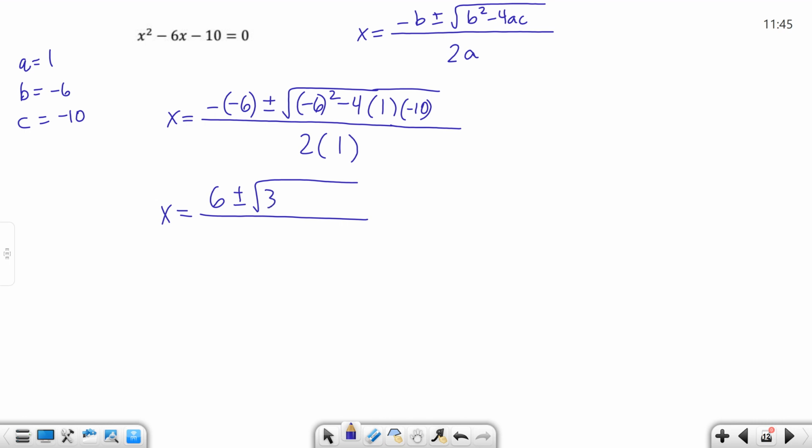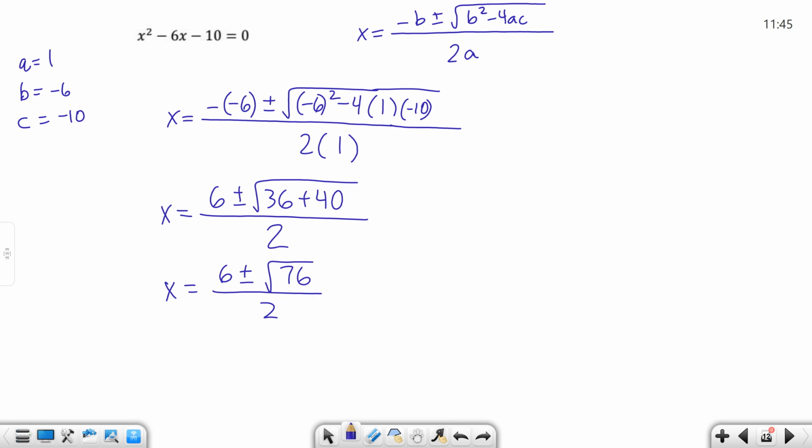So this is positive 36, and then negative 4 times 1 is negative 4, and then times negative 10 is plus 40. That's plus 40. And then we have over 2 times 1. So then this is going to be x equals 6 plus or minus the square root of 76 over 2. And the only thing we need to do is, can we simplify? And I need to fix this just a little bit here because that was a little too long. All right.